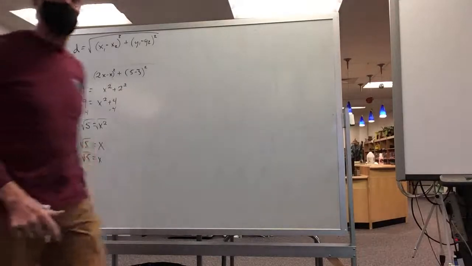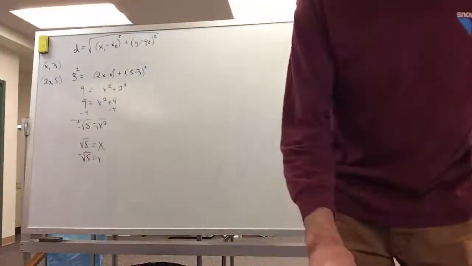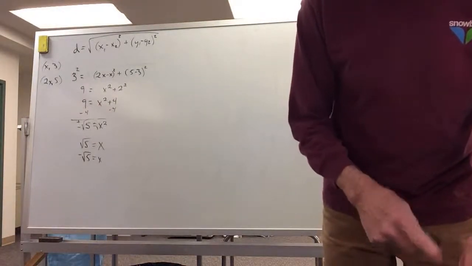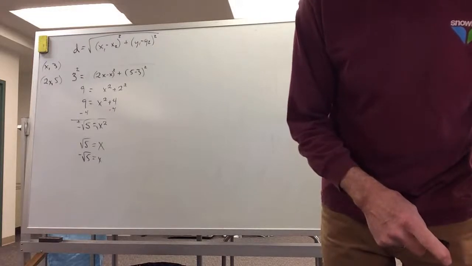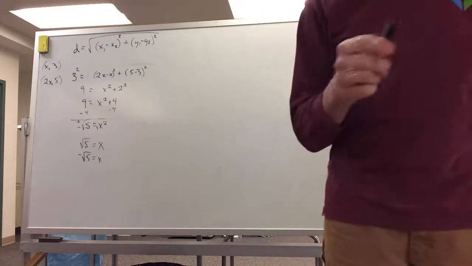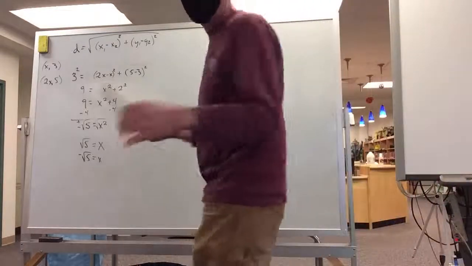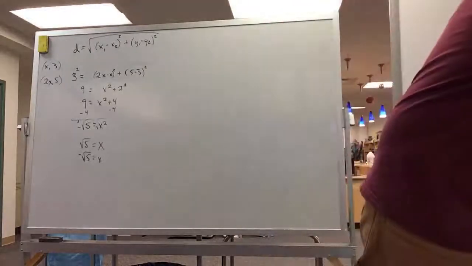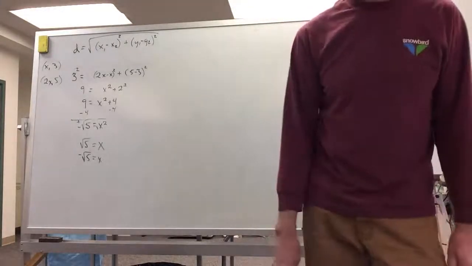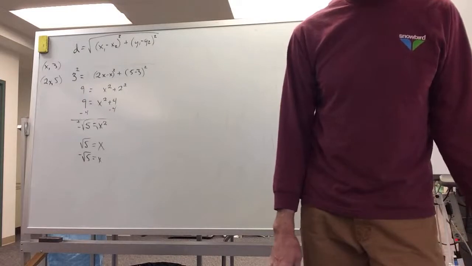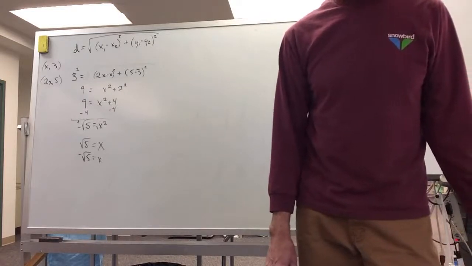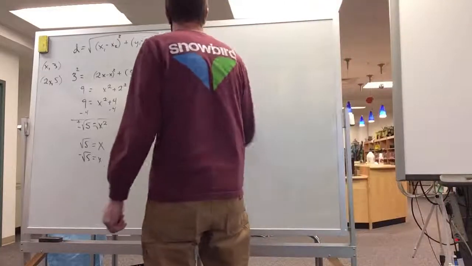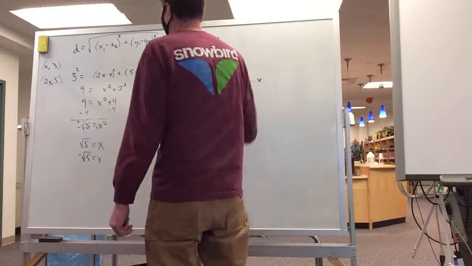So those are the two possible locations for x that would work so that the distance between the two points is 3. And can you picture that? Could you draw a picture of what that would look like, with the negative square root of 5 and the positive one, on a grid?